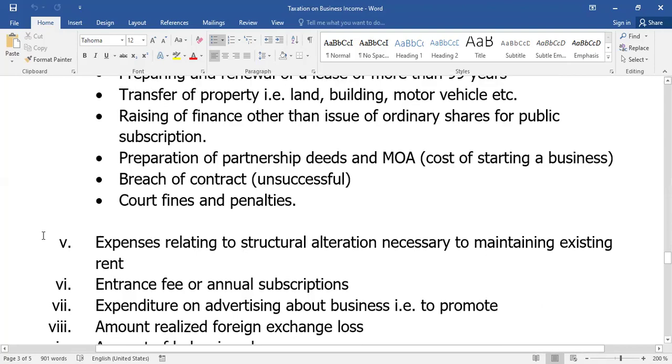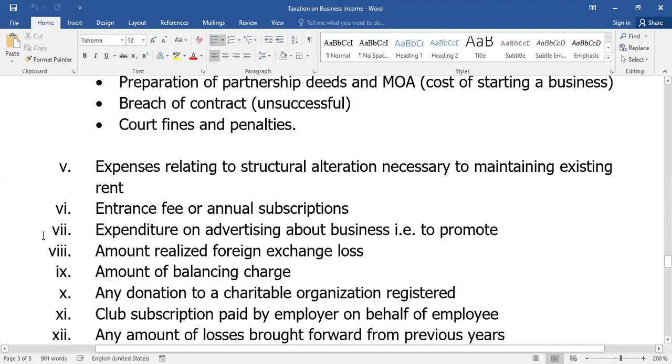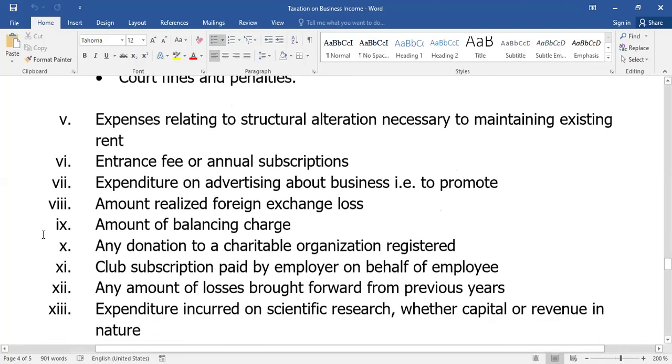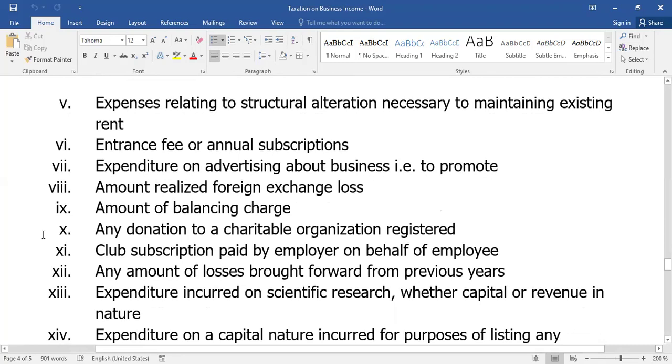The other allowable expenses include expenses related to structural alteration necessary to maintain existing rents, entrance fees or annual subscription. We have expenditure on advertising to promote the business, amount of realized foreign exchange losses, amount of balancing charges, any donation to a charitable organization which is registered. Then we have the club subscription paid by the employer on behalf of an employee. These are the things that we are supposed to be using mostly in the questions which we shall be doing.